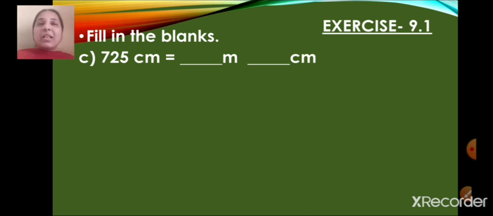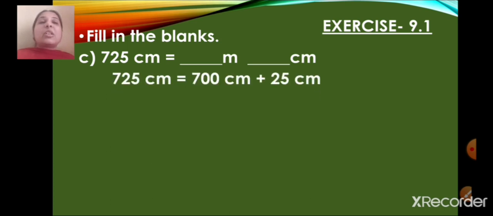The length is given in centimeter and we have to write it in meter and centimeter. So first we will write the expanded form of 725 centimeter, which can be written here as 700 centimeter plus 25 centimeter.